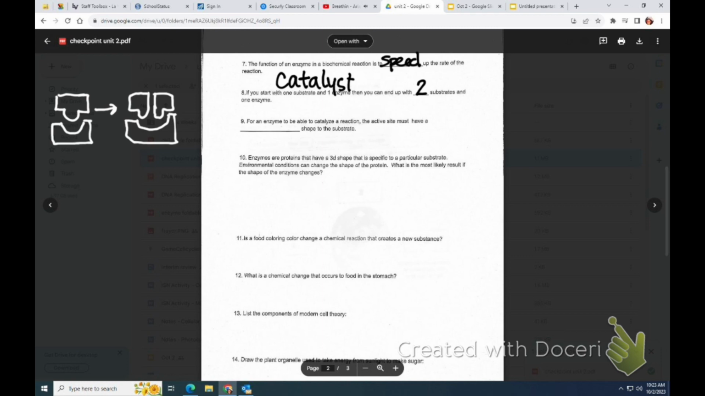Number 9. For an enzyme to be able to catalyze a reaction, the active site must have a exact match is one way you can say it. Can you think of another word? So the word that we would use here is complementary. Complementary shape. And they are an exact match.